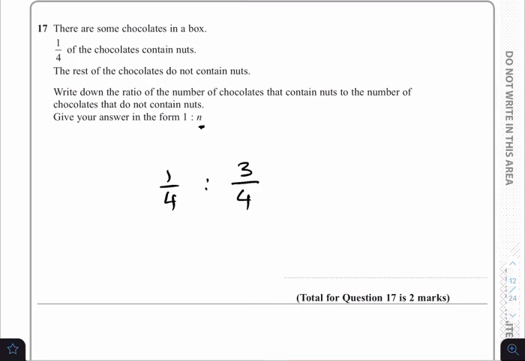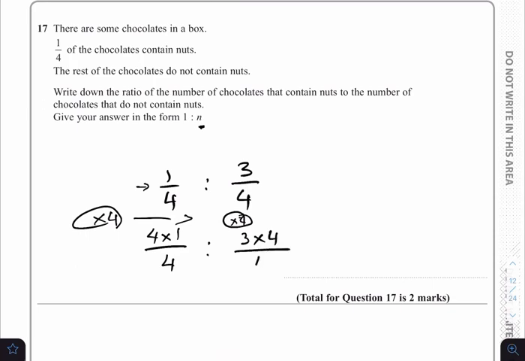So what we want to do is we want to make this side 1. How do we make it 1? If you multiply by 4, that's going to be 4 times 1 over 4. And then whatever you do to one hand side, you must do also to the other hand side. So we multiply by 4 here. So it's 3 multiplied by 4 over 4.